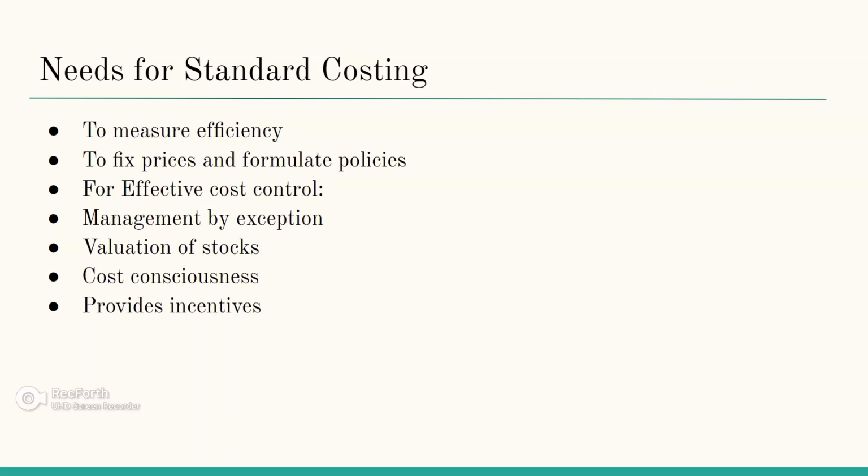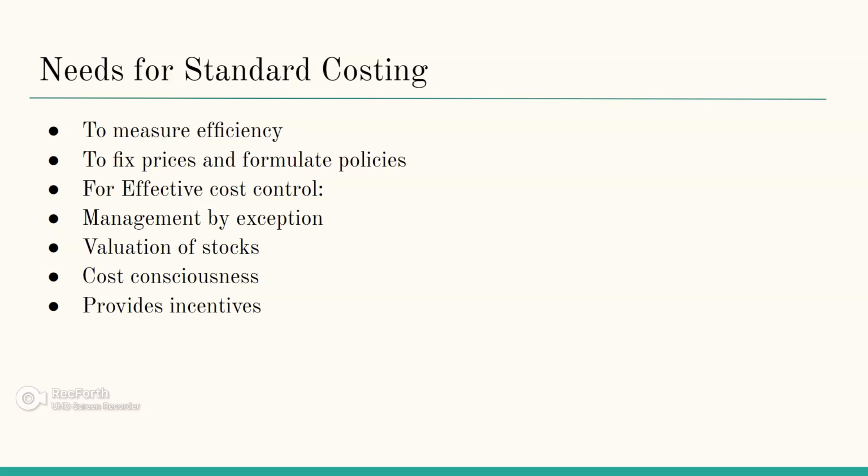Number 2. To fix prices and formulate policies. Standard costing is helpful in determining prices and formulating production policies. The standards are set by studying all the existing conditions. It also helps to find out the prices of various products. It helps the management in the formulation of production and price policies in advance and also in the areas of profit planning, product pricing, and quoting prices for tenders. It also helps to furnish cost estimates while planning production of new products.